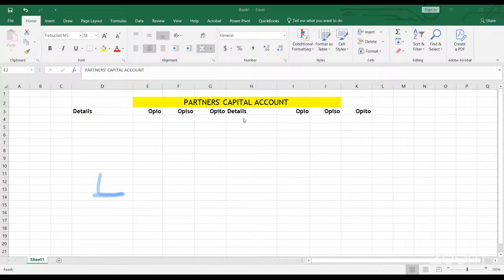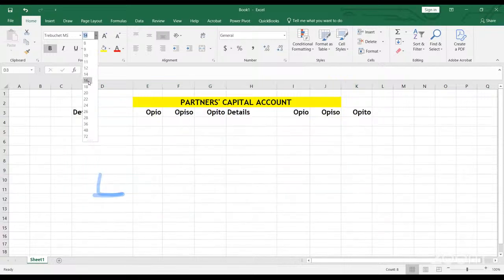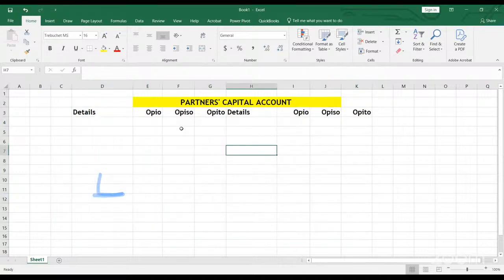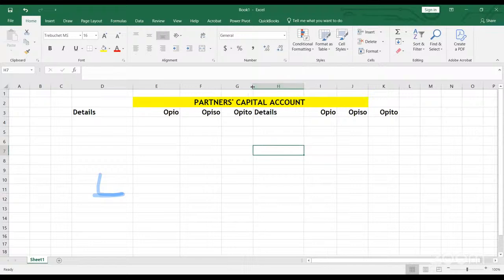Okay. So this is our partners' capital account. We have the different partners: Opo, Opiso, Opito. Now we have three partners. Initially there were two, but we have admitted another partner. Meaning that your account has to show three different partners: Opo, Opiso, and Opito. So come up with these partners' capital accounts.